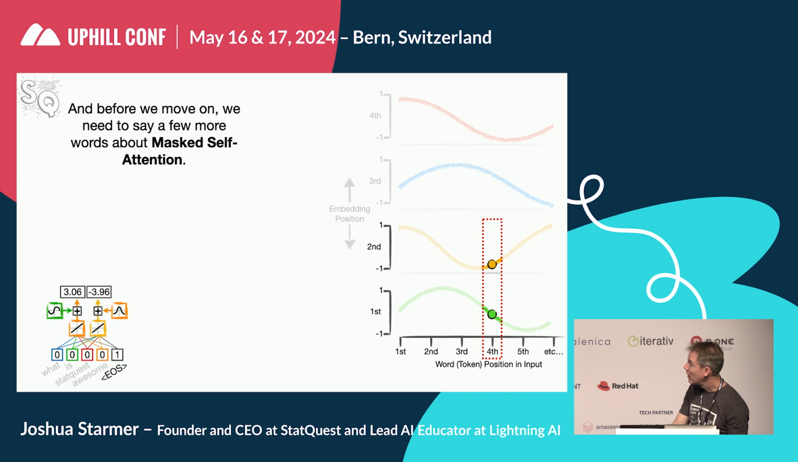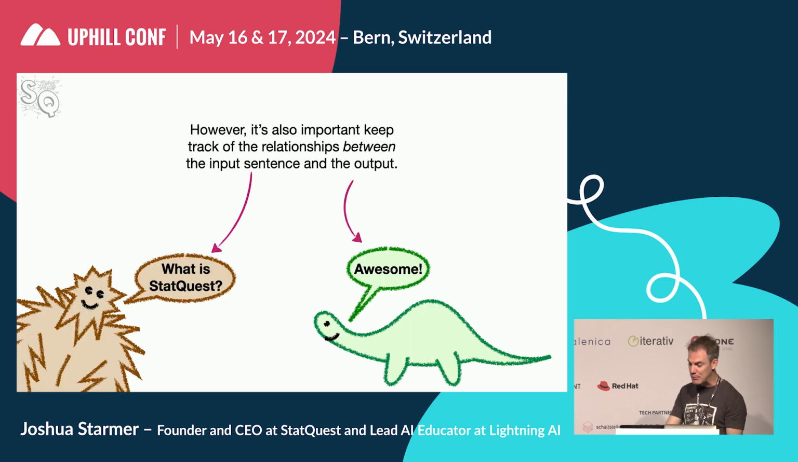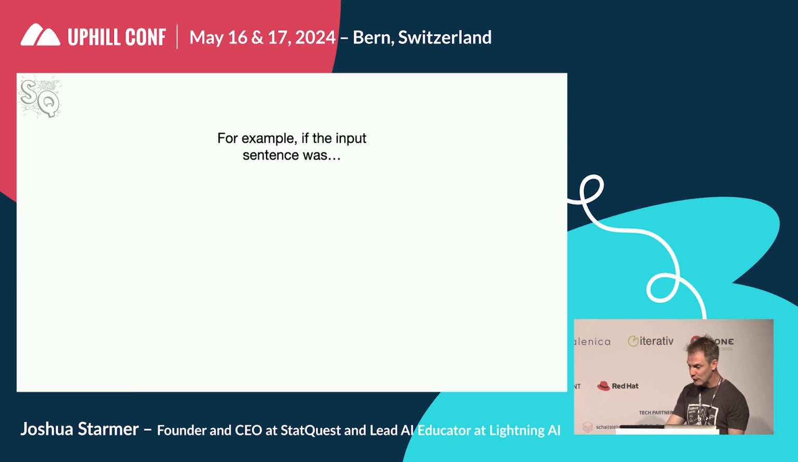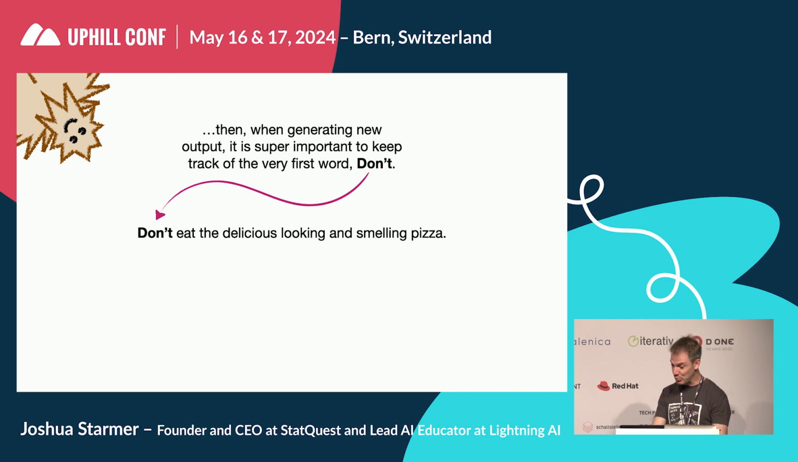And before we move on, we need to say a few more words about masked self-attention. So far, we've talked about how masked self-attention helps the decoder only keep track of how words are related within the prompt. However, it's also important to keep track of the relationships between the input sentence and the output. For example, if the input sentence was, "Don't eat the delicious looking and smelling pizza," then when generating new output, it's super important to keep track of the very first word, don't.